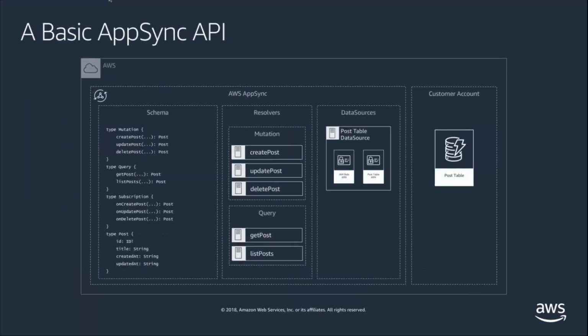So this diagram is a basic overview of how AppSync works. As you can see, everything runs in AWS, and then within AppSync, you have your schema, your resolvers, and your data sources. In your own account, you have your own customer data sources like DynamoDB. In this instance, we have a single post table. AppSync uses IAM credentials and assumes a role in order to talk to data sources in your account on the behalf of AppSync and thus on the behalf of your connected client applications. And you can see that here. This is a simplified view, but we'll talk about how this all works later in the talk.